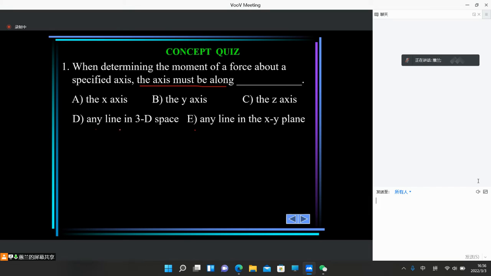Okay. So when determining the moment of a force about a specified axis, the axis can be along any line in 3D space. It can be any line. You can use the determinant, or you can use the relation to find the moment of a force about an axis, okay?